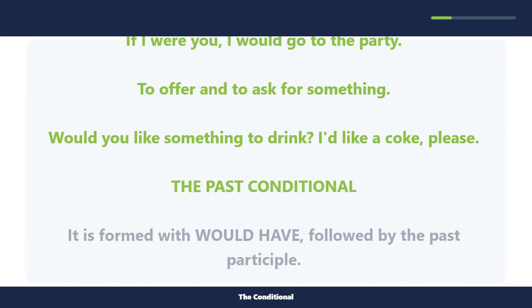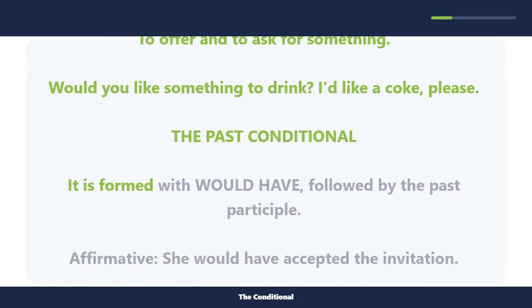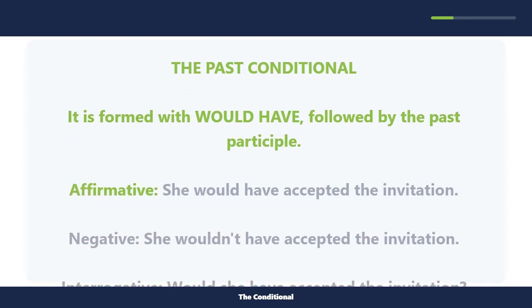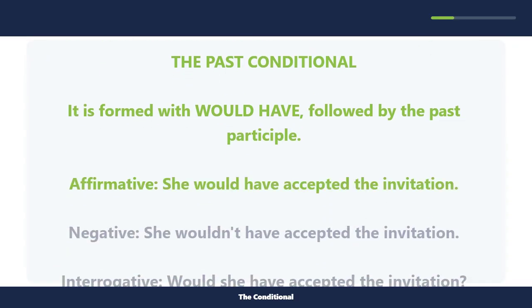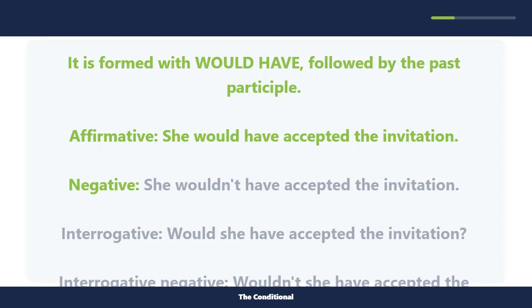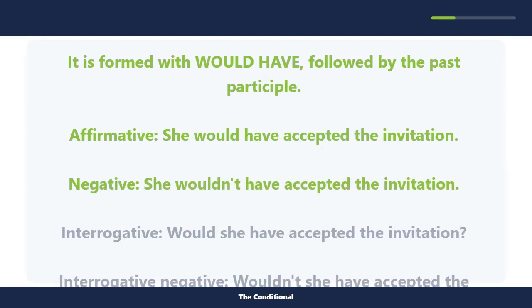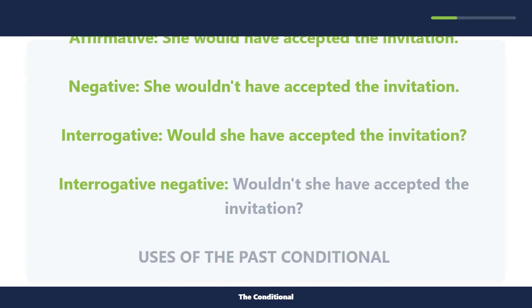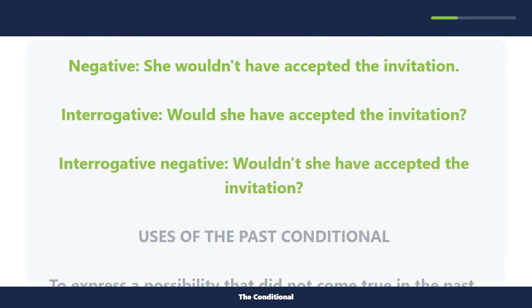The past conditional. It is formed with would have, followed by the past participle. Affirmative: she would have accepted the invitation. Negative: she wouldn't have accepted the invitation. Interrogative: would she have accepted the invitation? Interrogative negative: wouldn't she have accepted the invitation?